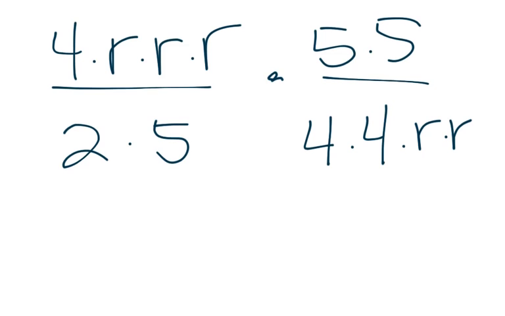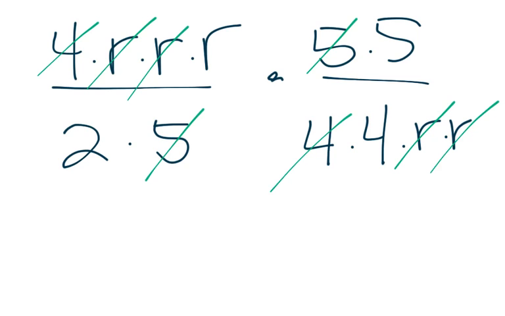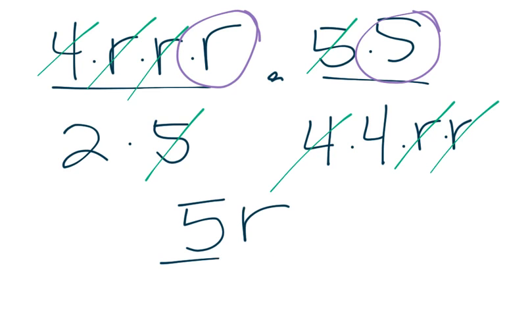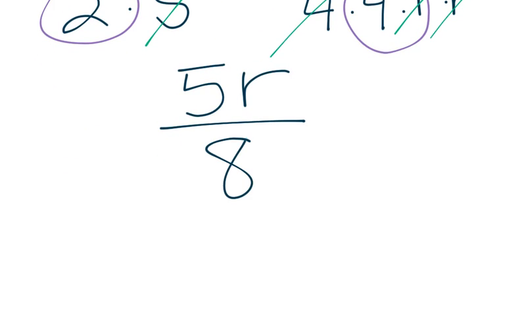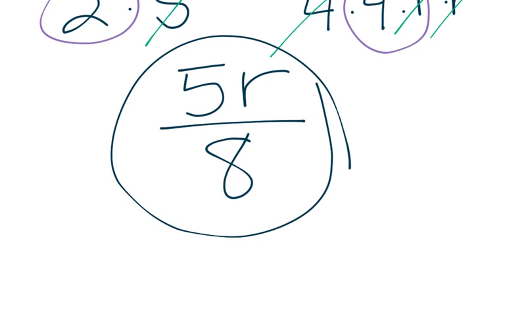So now we can cancel out like terms. So this 5 and this 5 cancel out. This 4 and this 4 cancel out, and these two r's cancel out these two r's. So now on the top we have an r and a 5, and 5 times r is 5r over this 2 and this 4, and 2 times 4 is 8. So our answer is 5r over 8.